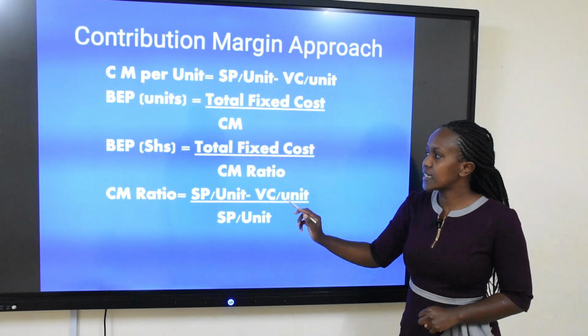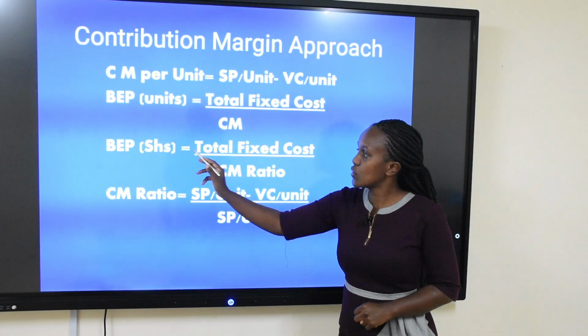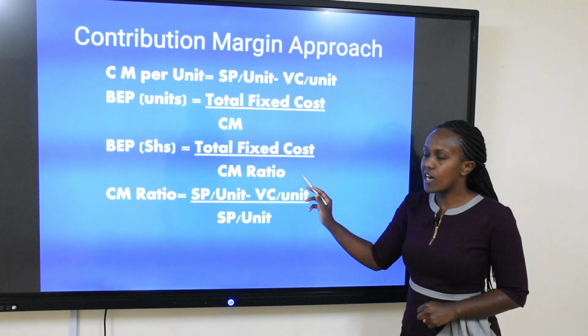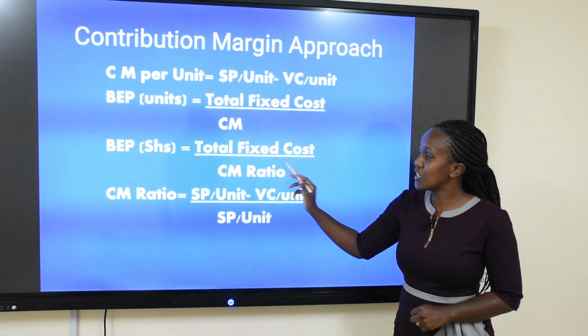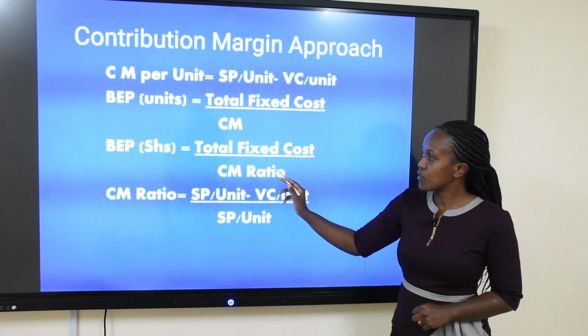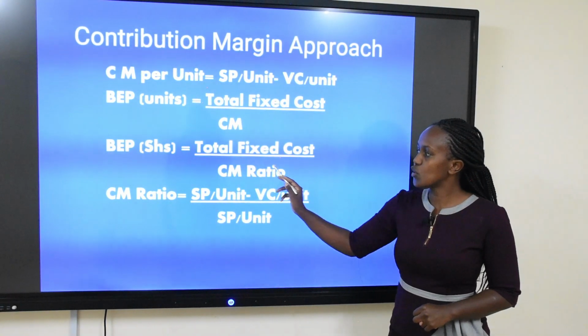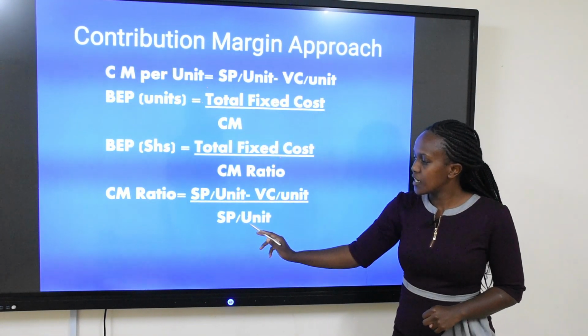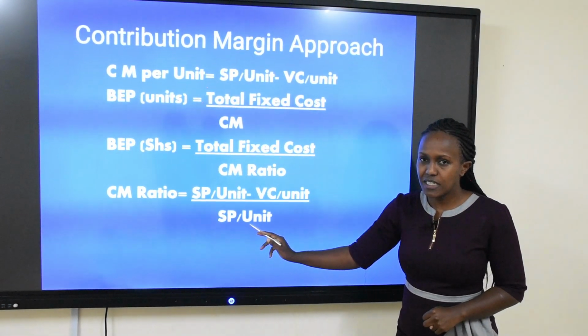And for us to get the answer in shillings, we are going to say it is equal to total fixed cost over the contribution margin ratio. Now, you may be asking yourself what contribution margin ratio is. We just introduce a denominator to the contribution margin formula.